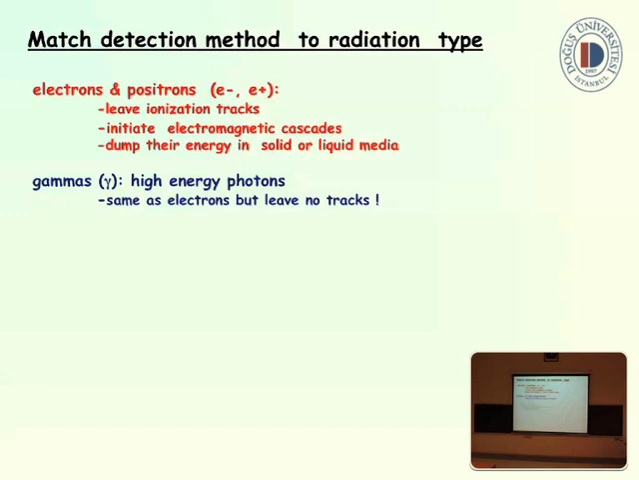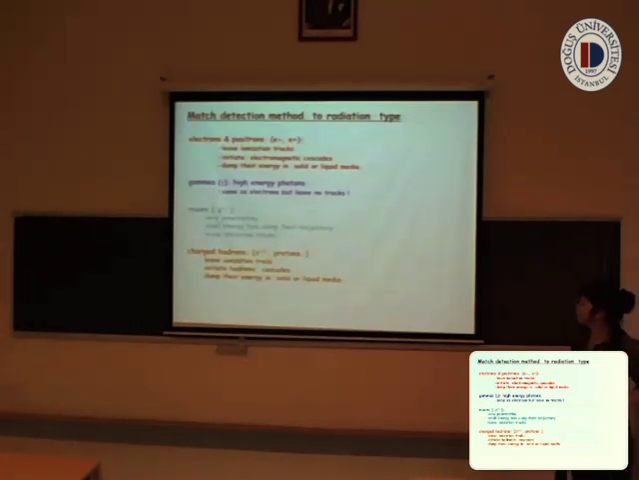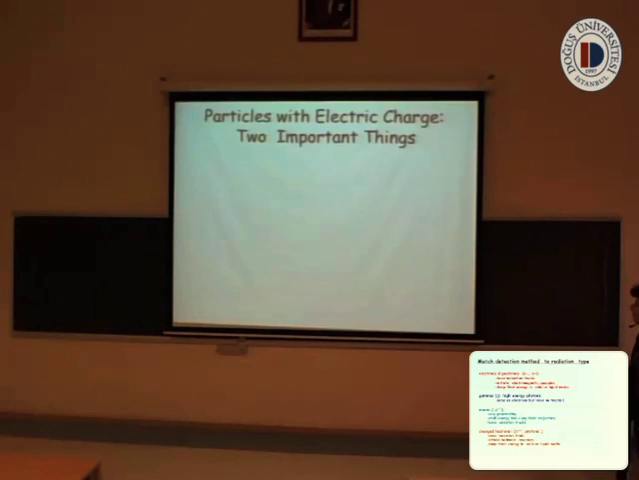Let's see what happens with the muons. Muons are also charged particles, therefore we expect that we do have a track. It's very penetrating, with small energy loss along its trajectory, and as I already said, muons leave ionization tracks. What about charged hadrons, pions? They leave ionization trails, initiate hadronic cascades, and dump their energy in solid or liquid media.